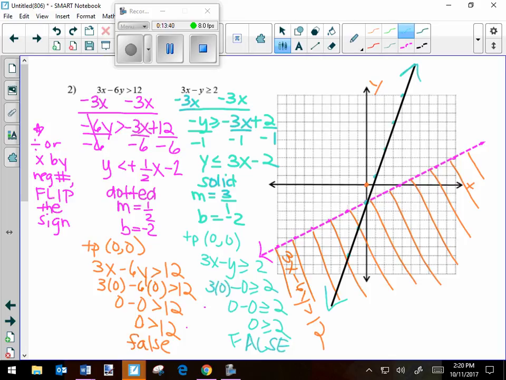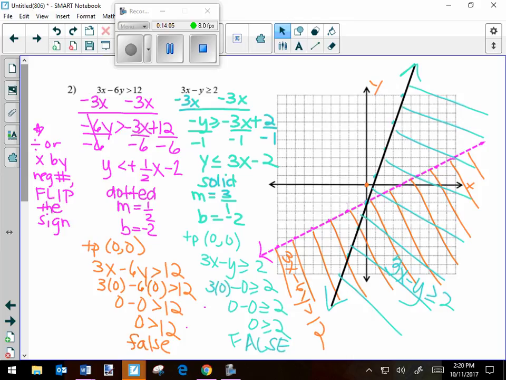So if they're not on the side of the solution of the test point, your solutions are on the other side. So in this case, your solutions are over here. I'm going to write the equation on one of those shaded inequality lines. In this case, when they tell me to graph your inequality and label your solution set, in this particular case, my solution set is over here.